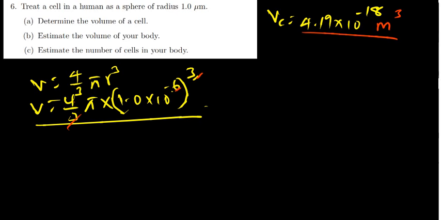Yes, it's 4.19. See, even if I don't have a calculator, I need to know that this one times this one I'm going to get negative. That's why I've put negative 18. The power is supposed to be negative 18. Then you need to know that pi is about 3.14. So you have got 4 over 3 times 3.14.